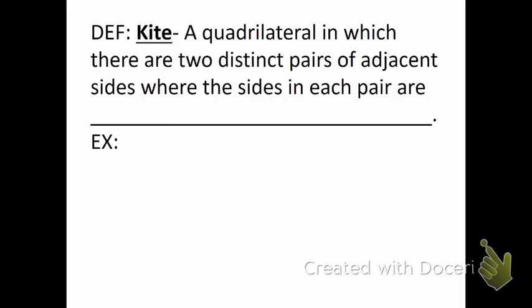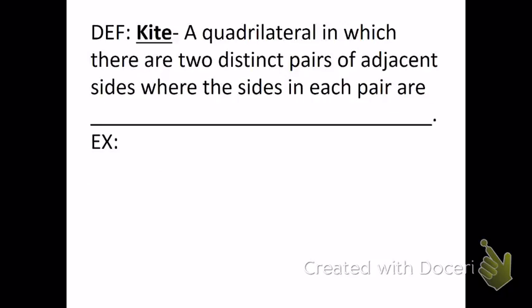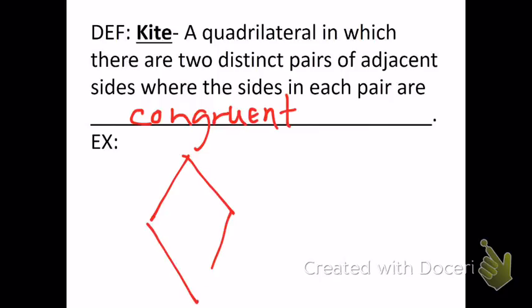Kite, a quadrilateral in which there are two distinct pairs of adjacent sides where the sides in each pair are congruent. What does all that mean? When we do the picture, it'll make more sense. So the kite, picture of a kite, something like this. Okay, so I've got two distinct pairs of adjacent sides. So here's one pair, here's the other pair of adjacent sides, that are congruent. And each pair is congruent, okay? The adjacent sides are congruent. So the sides across from each other aren't congruent, but the sides next to each other, two of the pairs, they're congruent. Okay?